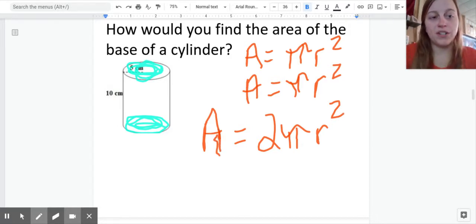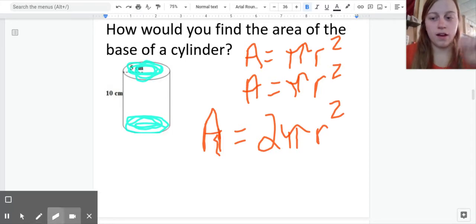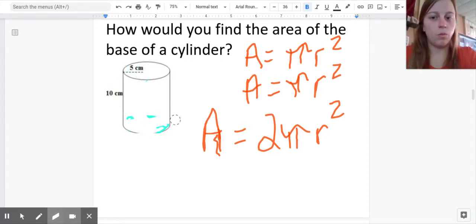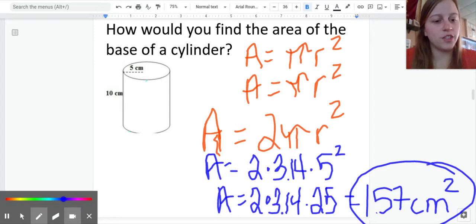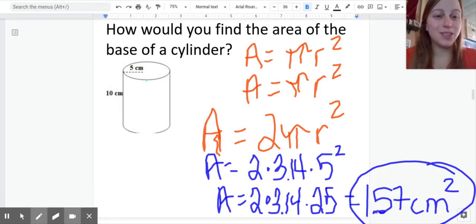Go ahead and take a moment to find the area of these two circles. We'll pause the video while you work. And here's the answer to your bases area. All right, so our final answer then is 157 centimeters squared for our two circles.